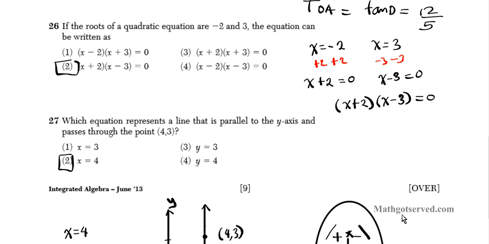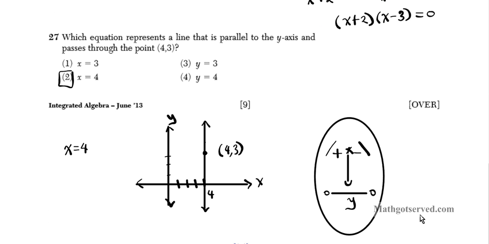In question 27, we're given a line that's parallel to the y-axis and goes through (4, 3), and we have to write an equation of the line. You just need to remember that every line parallel to the y-axis is a vertical line, and vertical lines have undefined slopes and are of the form x equals a constant, because they always assume the same x value regardless of the value of y. As you can see here, x is constantly 4. And so the answer is x equals 4, because it's a vertical line that goes through 4 on the x-axis.